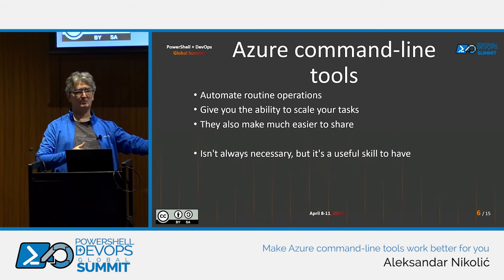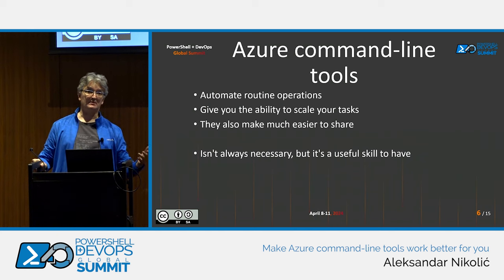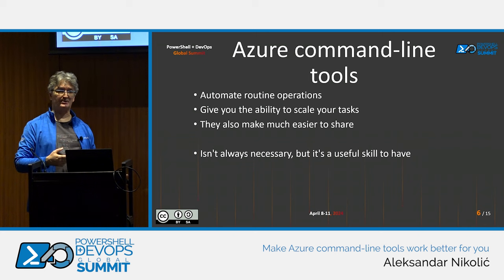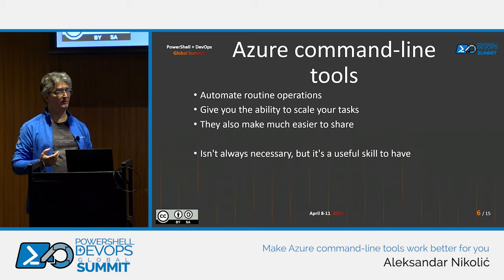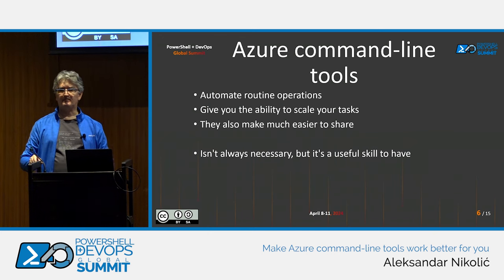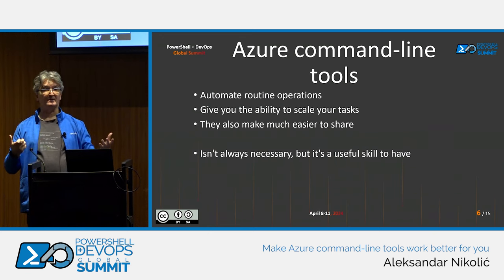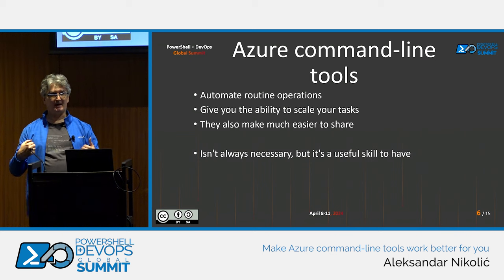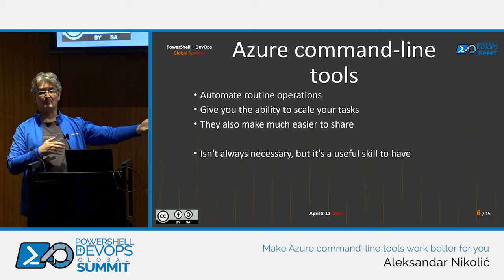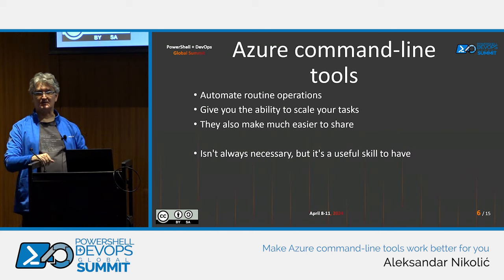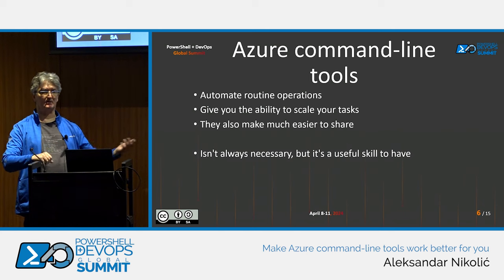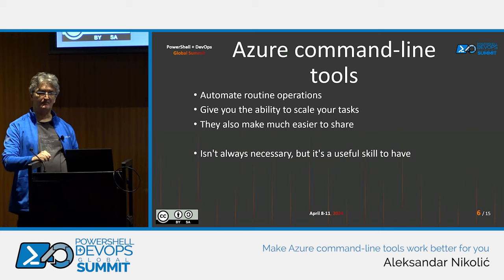Some people will go to the Azure portal to look at things, or they will build dashboards with Azure Monitor and other ways to graphically monitor stuff. But very often those things don't scale, right? So you need to get back to the command line, where you can monitor certain things at scale, fetch interesting information, and react in case they are not working properly.